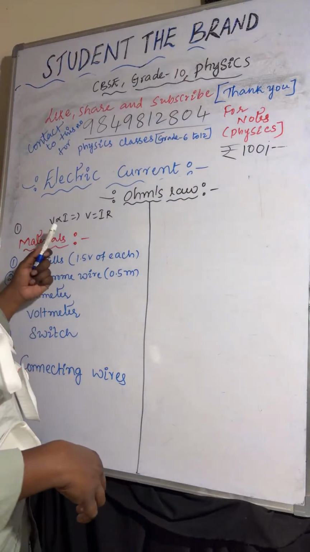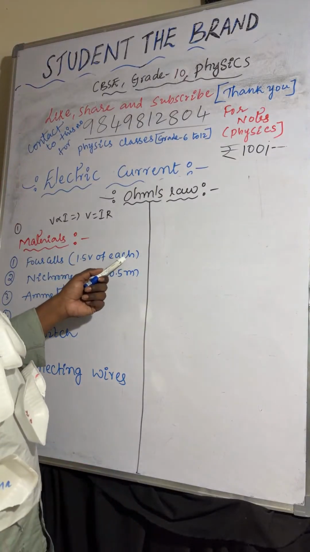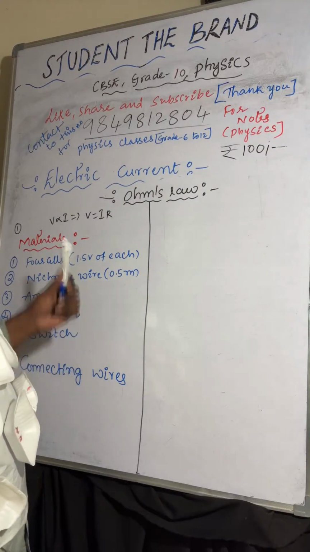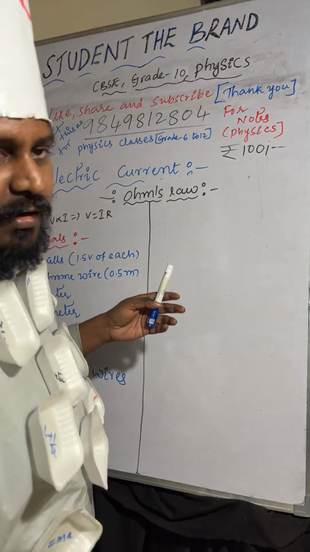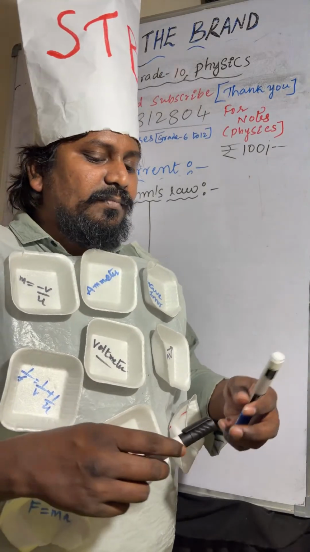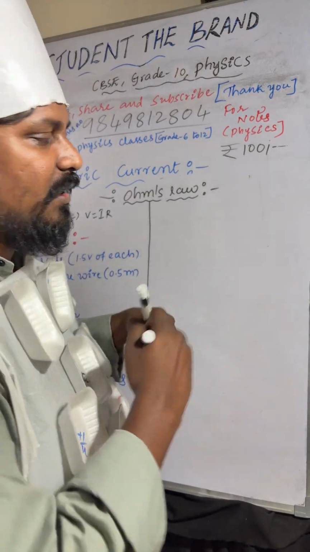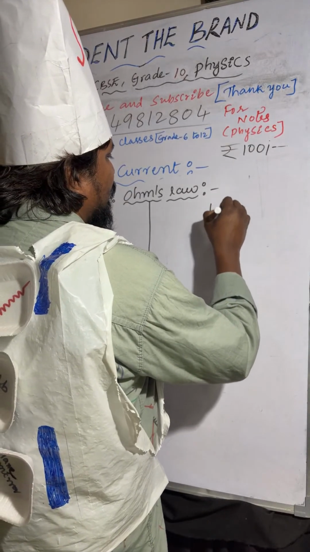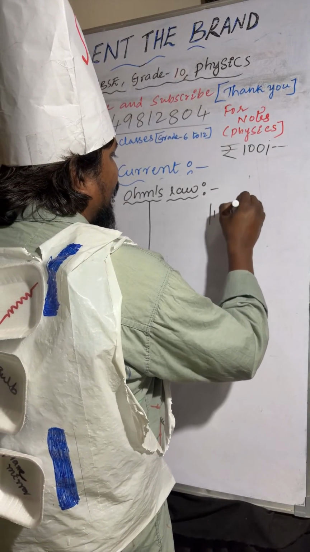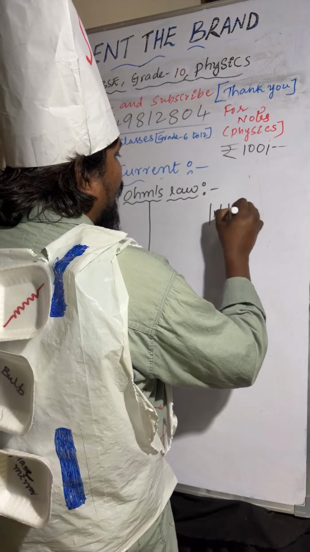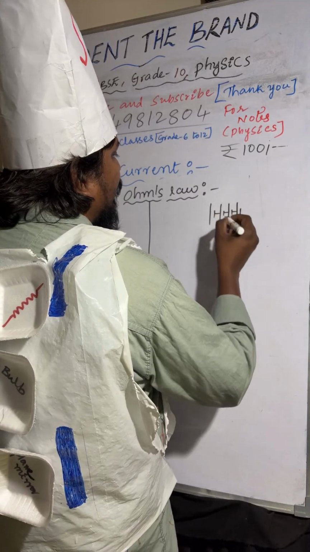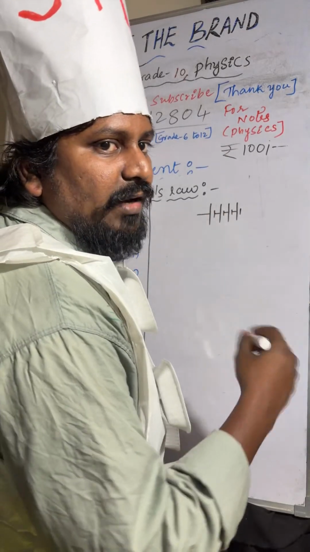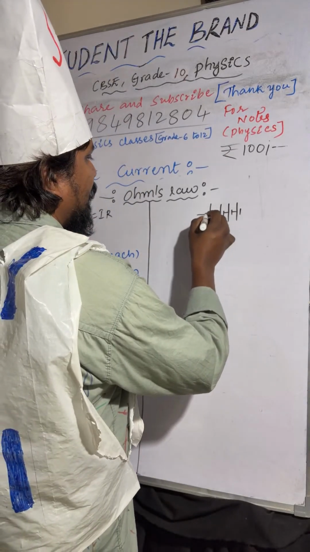Yes, so four cells, 1.5 volts each, nichrome wire, ammeter, voltmeter, switch, connecting wires. Now we'll draw the circuit diagram. Just check once here. Four cells: 1, 2, 3, 4. So that will be connected.